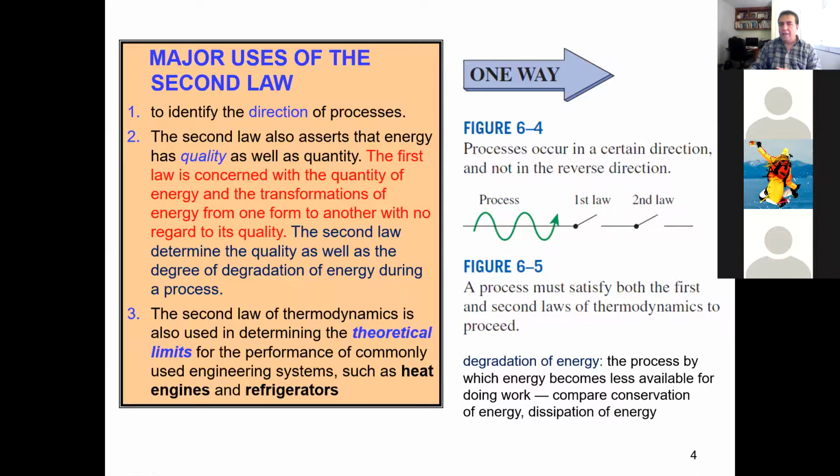All right, so it says one-way direction: processes occur in a certain direction and not in the reverse direction. So for example, the hot coffee mug just transfers the heat in one direction, okay? You cannot have the cup of coffee and say, I want that naturally to be warm, and want the heat to go in the reverse direction. No, it will go in one direction. A process must satisfy both the first and second laws of thermodynamics to proceed. Degradation of energy: the processes by which energy becomes less available for doing work. Compare conservation of energy with dissipation of energy to a heat sink, for example, designing a heat sink, and so on.